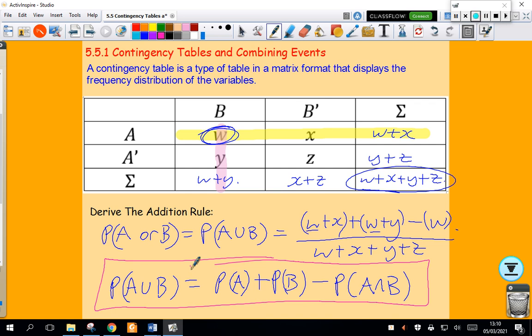Okay? The complement of A union B will be that. It's whatever is in that cell. Okay, so practice contingency tables. We're in section 5.5.